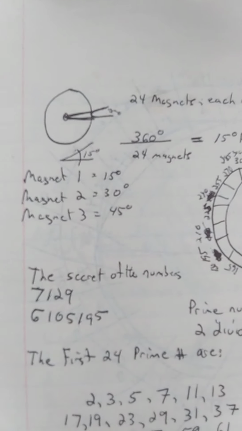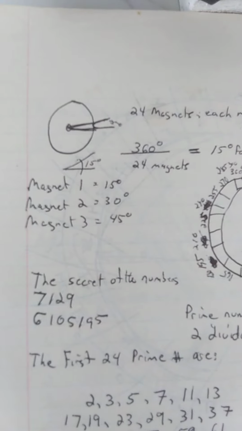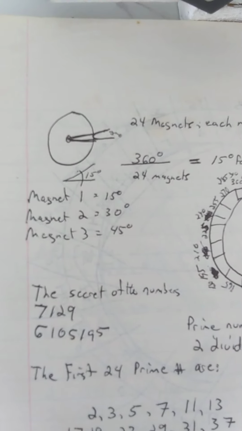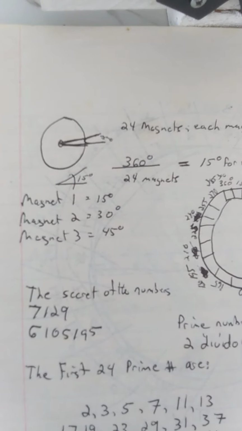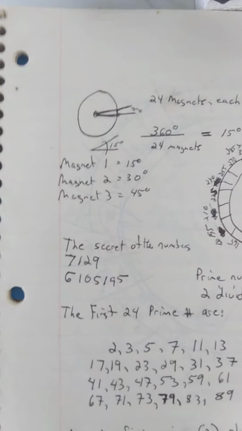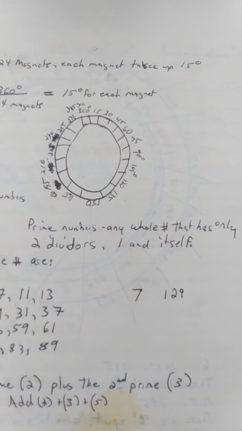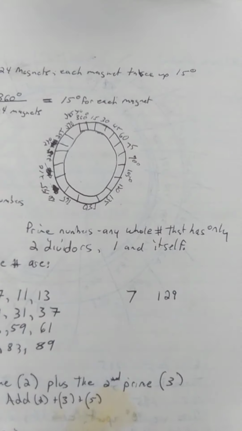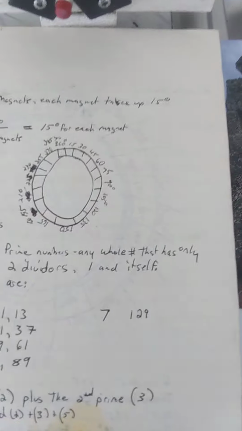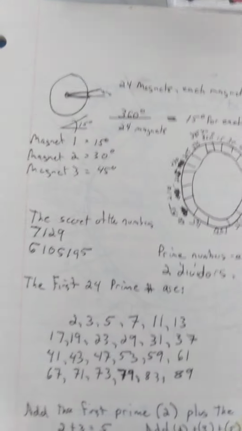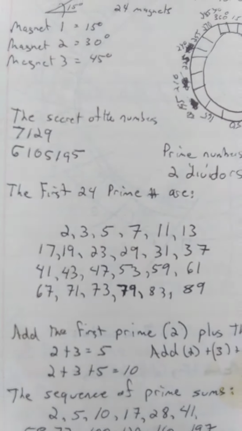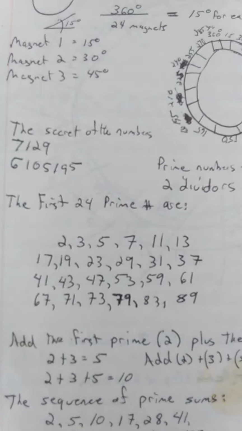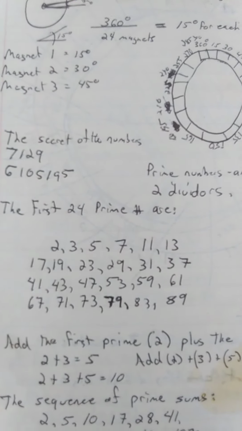Here's the secret to the numbers. The numbers are 7, 1, 2, 9, 6, 1, 0, 5, 1, 9, 5. As you all know, prime numbers are any whole numbers that have only two dividers: one and itself. The first 24 prime numbers are shown here: 2, 3, 5, 7, 11, 13, 17, 19, and so on and so forth.